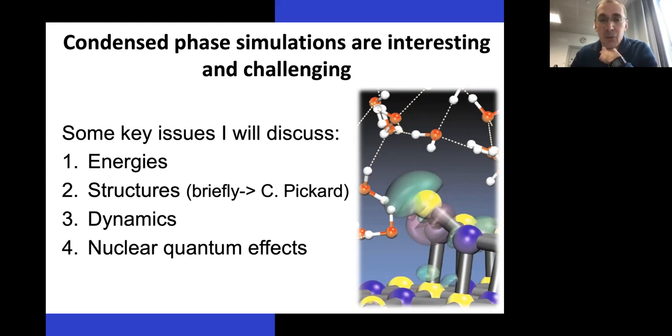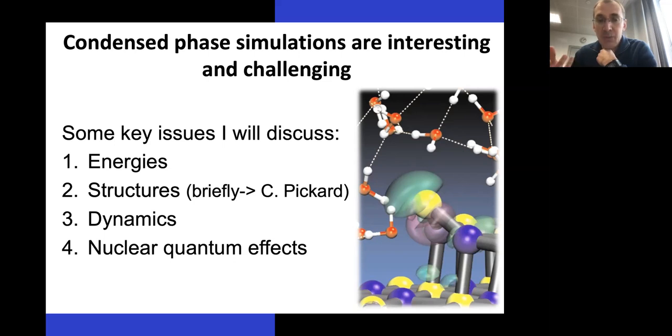You saw there that we were interested in water molecules on the surface. So how do the molecules structure on the surface? I'll say a little bit about this, but you will hear a lot more about that next week in Chris Pickard's talk, so I will only go into that briefly.